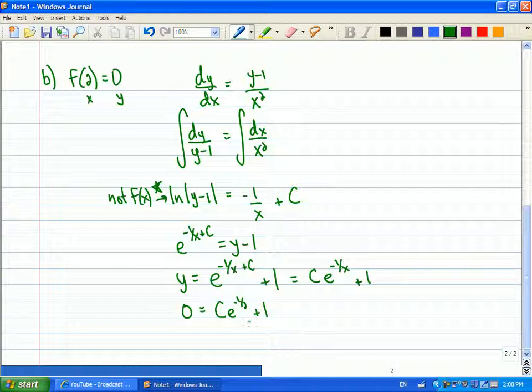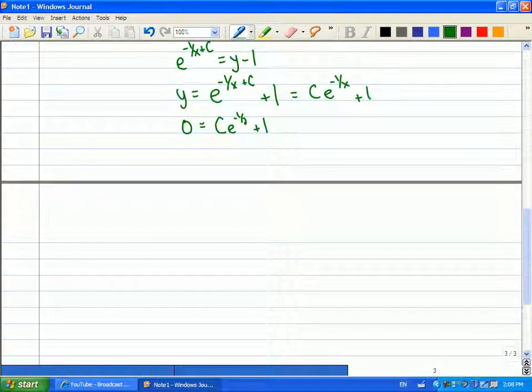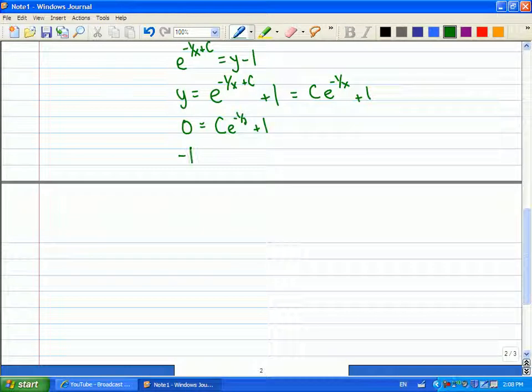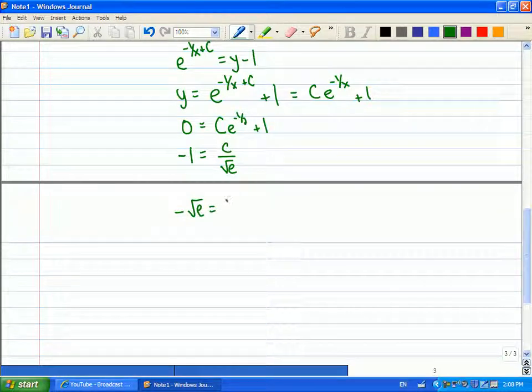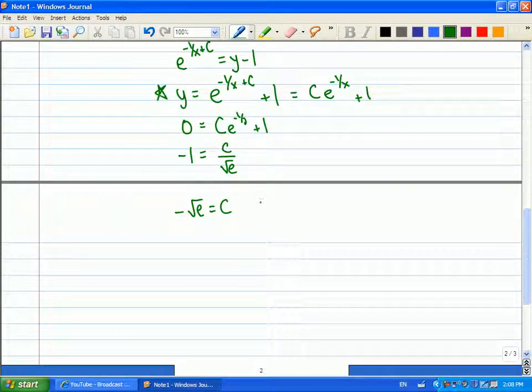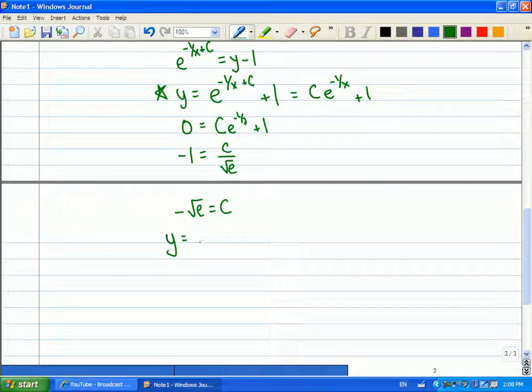And if I rearrange that, let's see here. That means I've got negative 1 is c root e. So that means I can move this over. So c is the negative of root e. So this was where I had started. That's the particular solution that I should be answering with. That'll be, let's see here, e to the negative 1 over x minus root e.